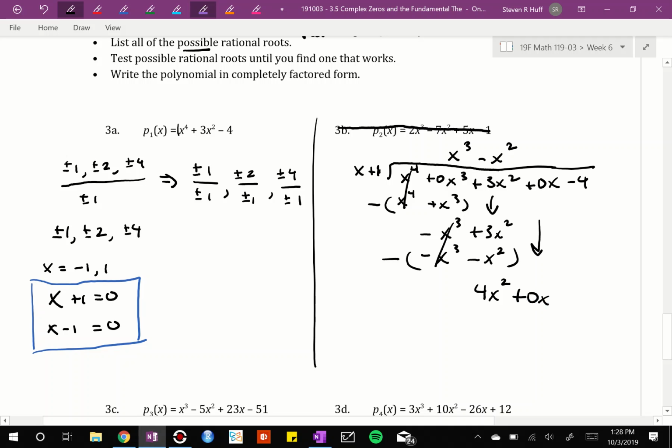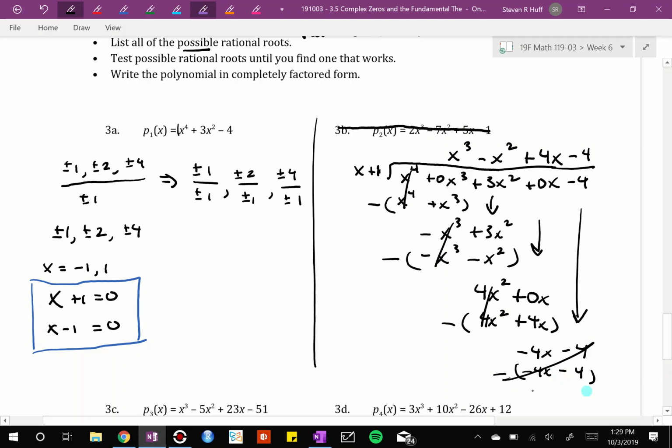That would be 4x here. So 4x squared plus 4x. Subtract those, add to nothing, negative 4x minus 4. And lastly, that would then be minus 4 here. We get negative 4x minus 4. We subtract that. That adds up to 0. So no remainder. Good. That's what we wanted.